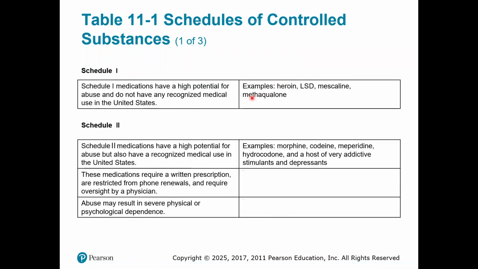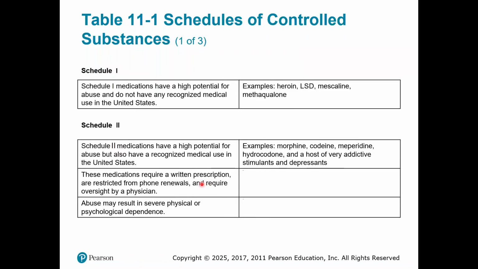So those are like super addictive drugs. They're like, no, we don't need those out there unless it's for a medical reason. And we can tone heroin down a little bit. We can give morphine instead of straight heroin. Or you get a bunch of fiends out there wanting the good stuff. Schedule 2 drugs. Here you go. You got your morphine. You got your codeine. You got your meperidine, hydrocodone, and a host of very addictive stimulants and depressants. And yeah, we know that they are. We see pain seekers all the time. They want this stuff.